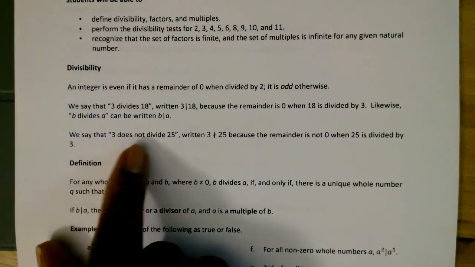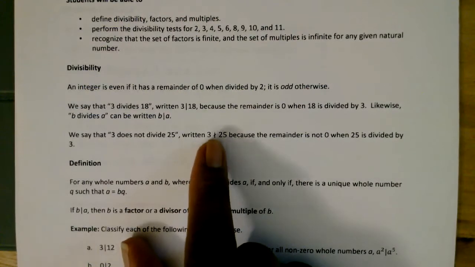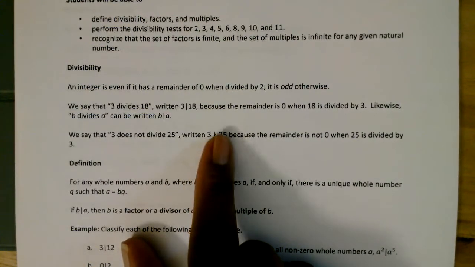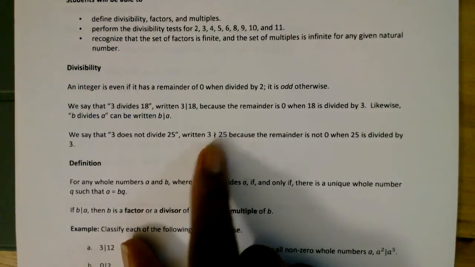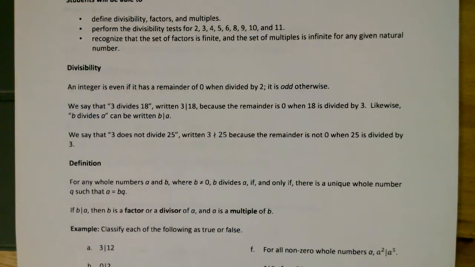Now we say that 3 does not divide 25 as written like this: 3 with the vertical bar, but there is a slash over that vertical bar, and then 25. And that's because the remainder will not be 0 when we take 25 and divide that by 3. In fact, you'll get 8 with a remainder of 1.